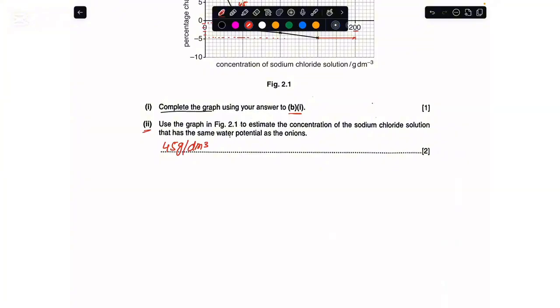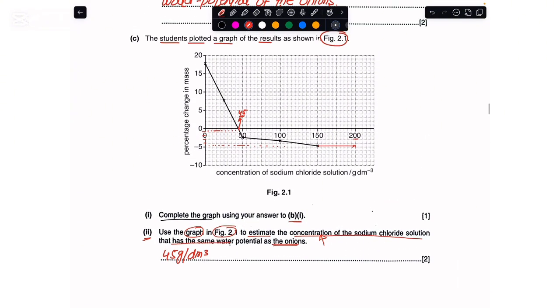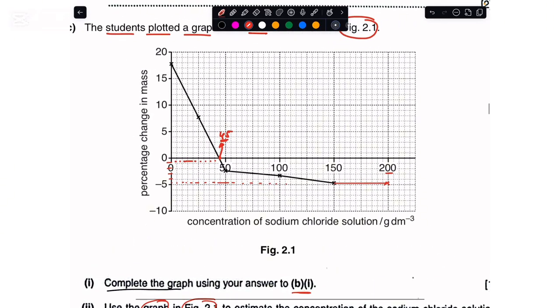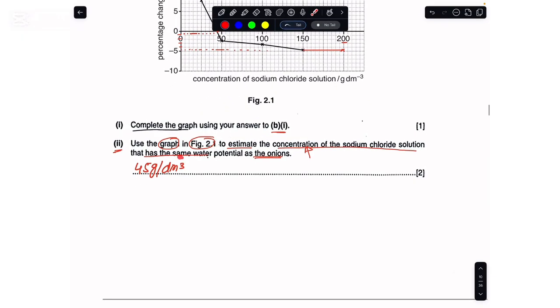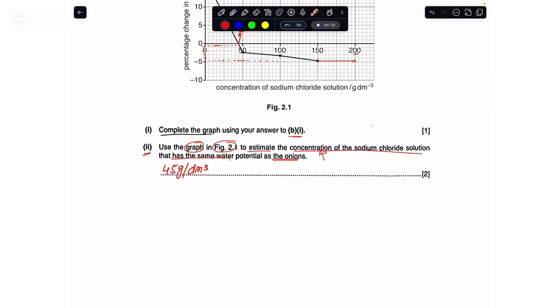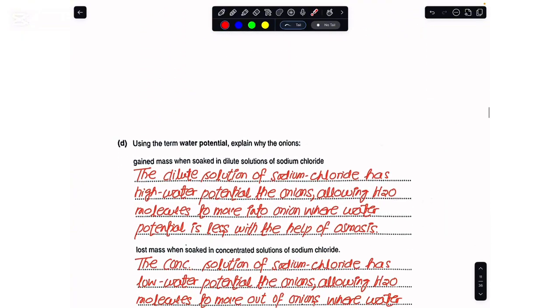And for the second part, they say use the graph in figure 2.1 to estimate the concentration of the sodium chloride solution that has the same water potential as onion. So that concentration of the sodium chloride where the water potential of this solution and the onions would be the same. So we would see no overall percentage change in mass, and that would be zero. So I need to see where the curve touches. I have already highlighted that this is 45 gram per dm cube concentration of the sodium chloride, where there would be no overall change in the mass of the onion bulbs.